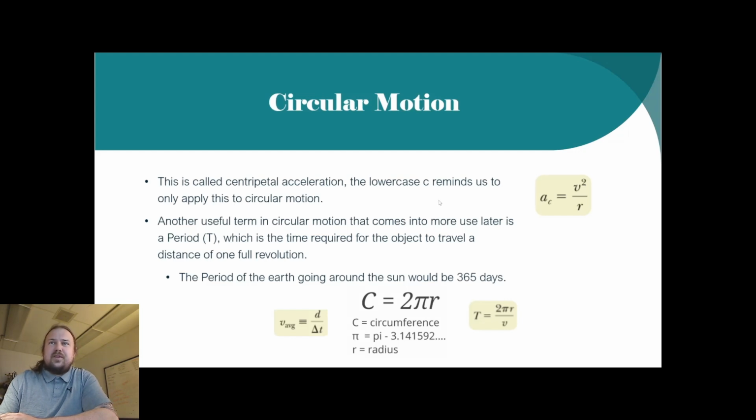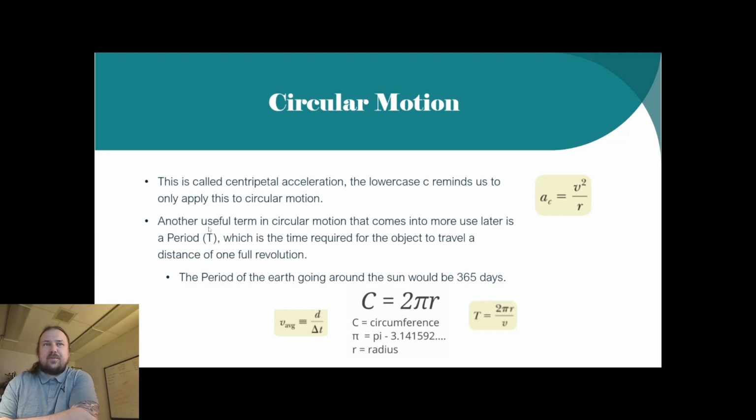So this is a different acceleration, and you can only use that acceleration in uniform circular motion. So we call that specifically the centripetal acceleration. It's a lowercase c on the front there. It's just to remind us that you can only use this for circular motion. There are a couple of other terms that come out of circular motion.